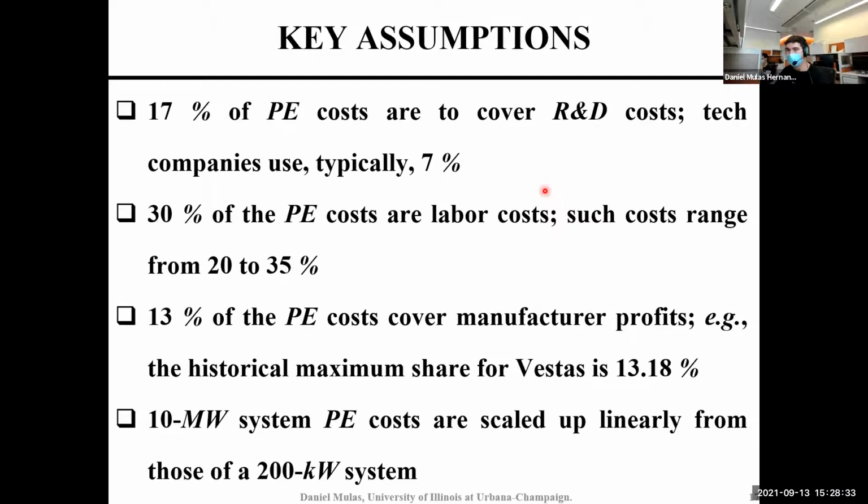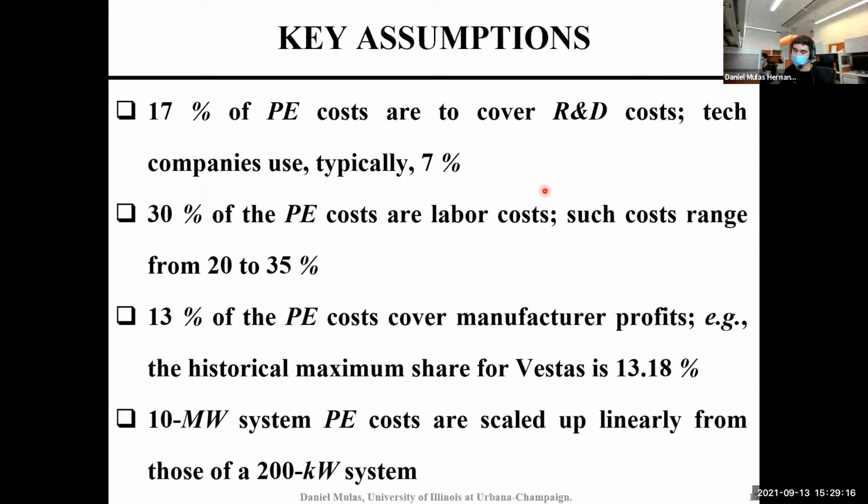Here, I will say that we made really conservative assumptions, since we use 7% of the cost to cover research and development costs, while companies typically use 30%. 30% of the power electronic costs are going to cover labor costs, when such costs range from 20 to 35%. And 13% of the power electronic cost will cover manufacturer profits, when the historical maximum share for Vestas was 30.18%. And again, another conservative approach, we haven't taken into account economies of scale when we could have done that.